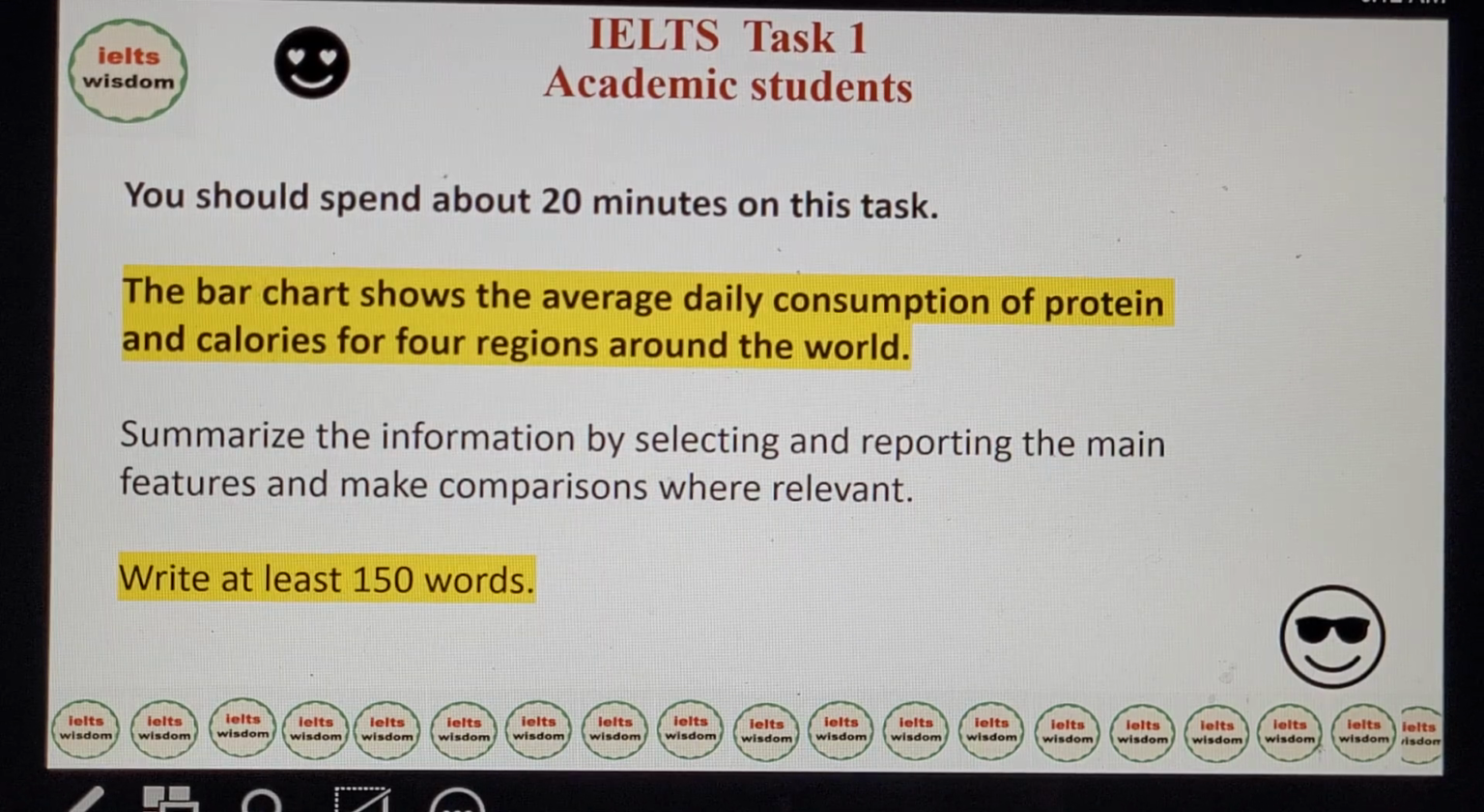So in today's video, I'll give you the example of a bar chart that shows the average daily consumption of protein and calories for 4 regions around the world. Summarize the information by selecting the reported main features, and make comparisons where relevant. I'll also use at least 150 words here. You can take it to a maximum of 180 words, but 150 is the relevant length for this task.